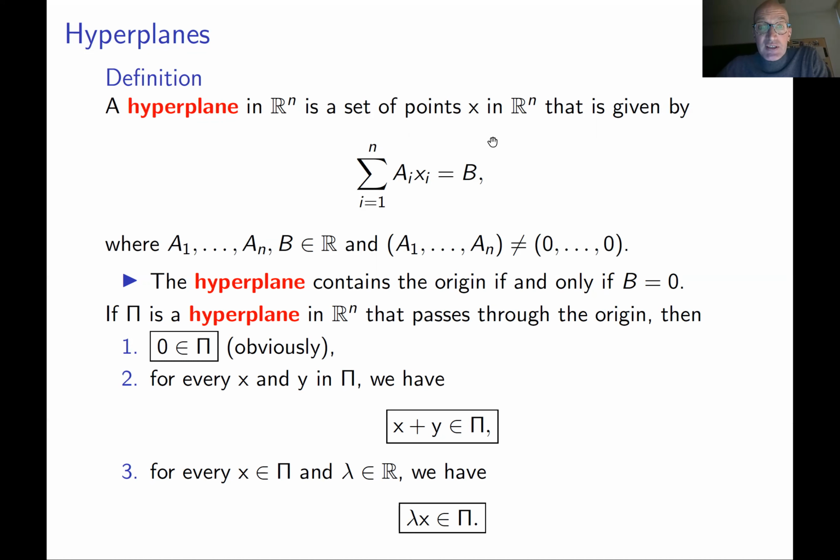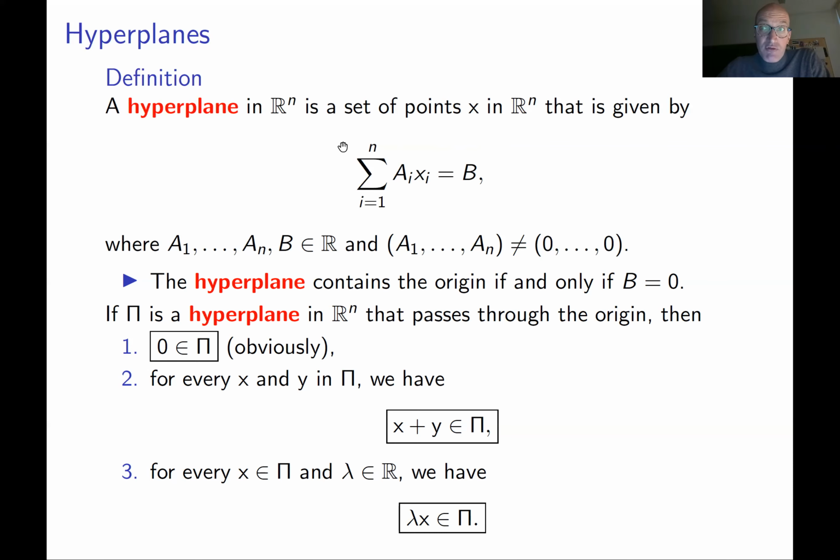The second property is that if you have two points, or we can say two vectors, in the hyperplane, then the sum of them is contained in the hyperplane. And the third property: if you have a point in the hyperplane and you multiply this point by lambda, basically if you scale all its coordinates by lambda, then the resultant point is also contained in the hyperplane. You can check that these properties are true just using this equation.